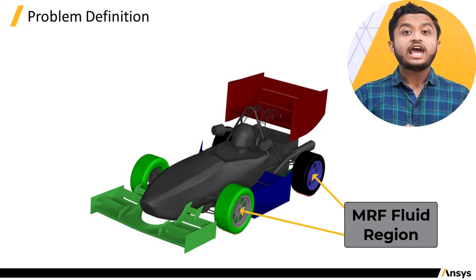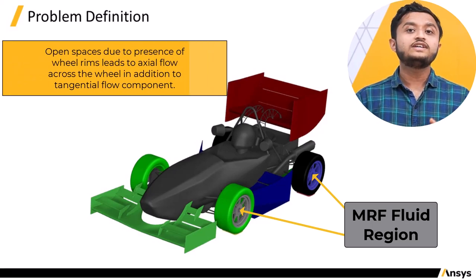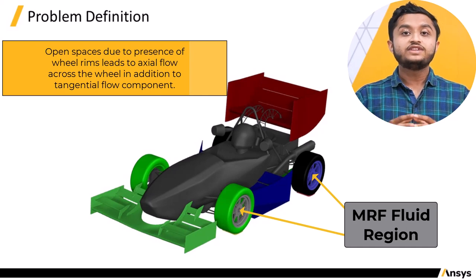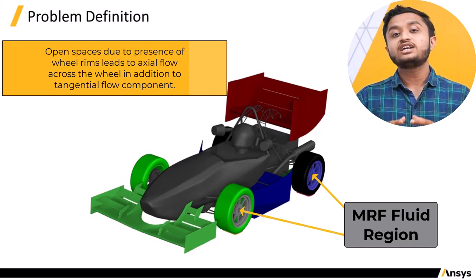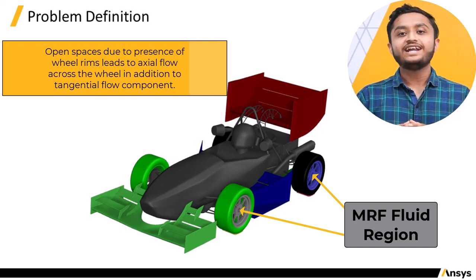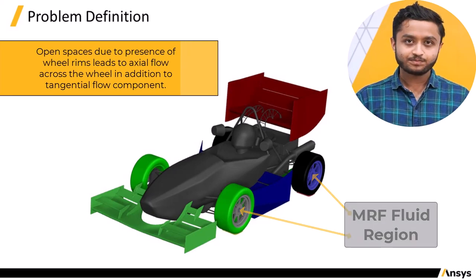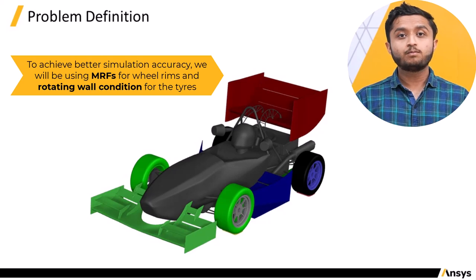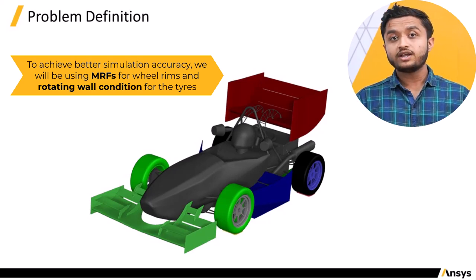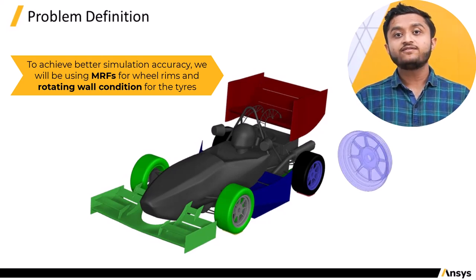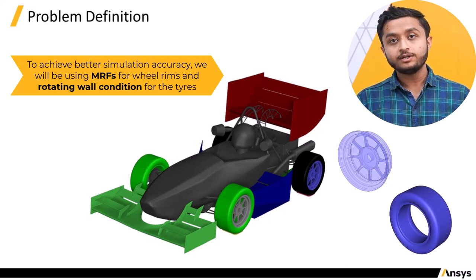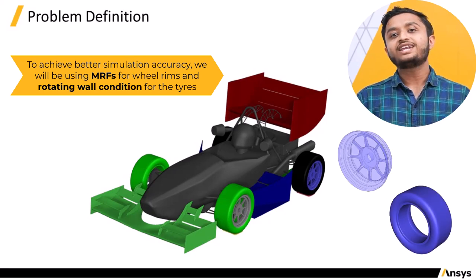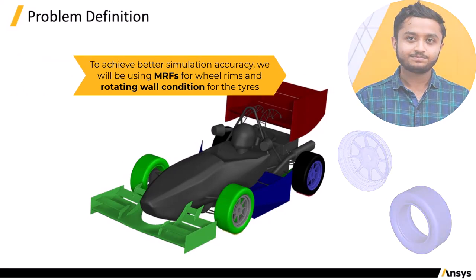This is because having open spaces across the wheel center due to presence of these wheel rims leads to axial flow across the wheel in addition to tangential component. As rotating walls only models tangential component of the flow, using MRF for the wheel rims and rotating walls for modeling tire motion is recommended for better accuracy and reduced complexity.